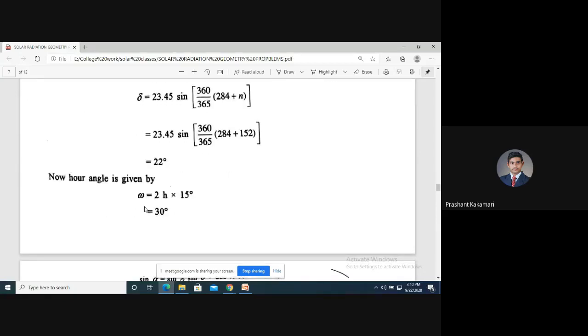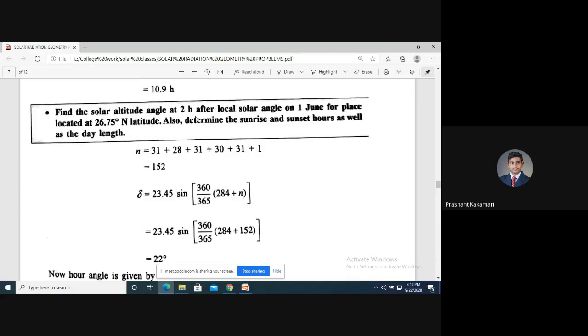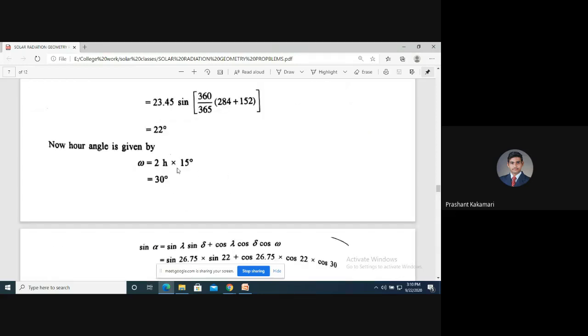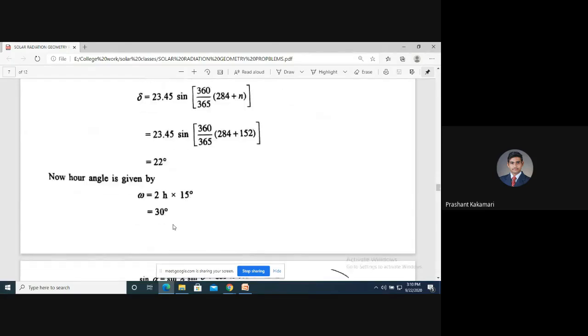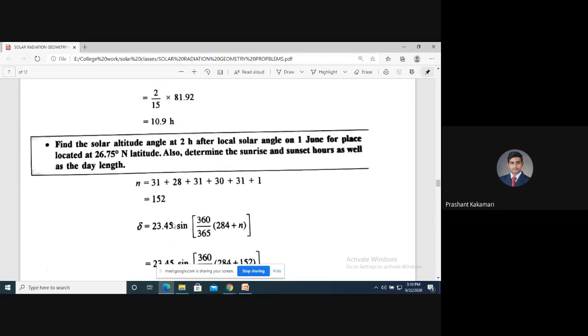Now coming to the hour angle, what they told is 2 hours after the local solar noon. Is that clear? So for the hour angle, they have taken 2 hours. For each hour, we know that it is 15 degrees. For 2 hours, how much will it be? 30 degrees after the solar noon.